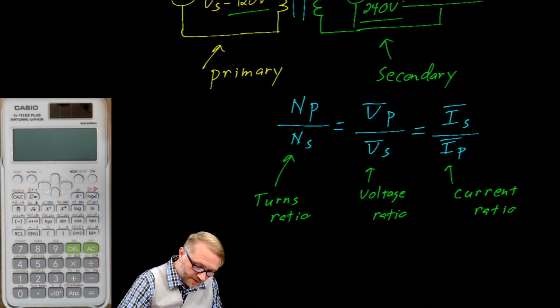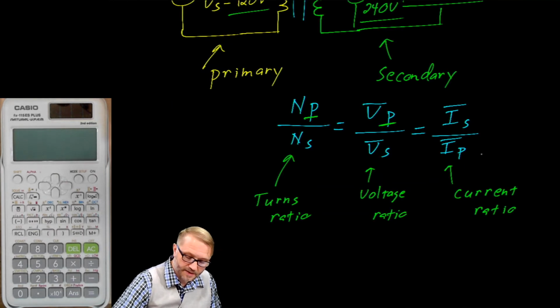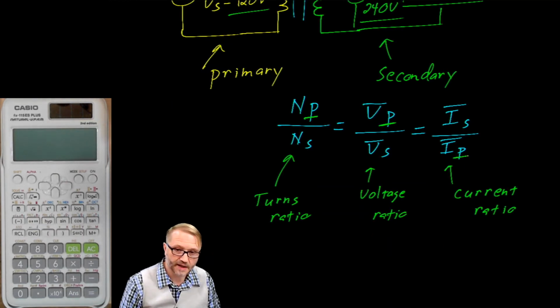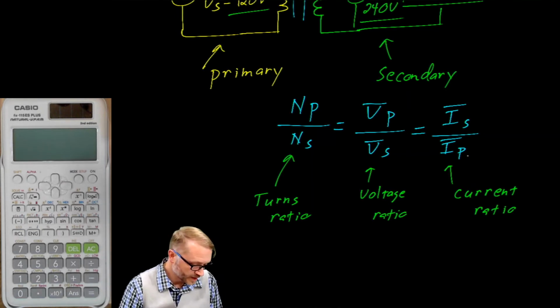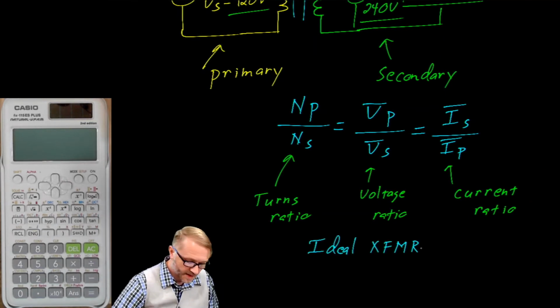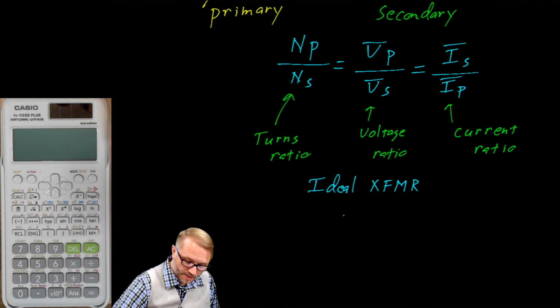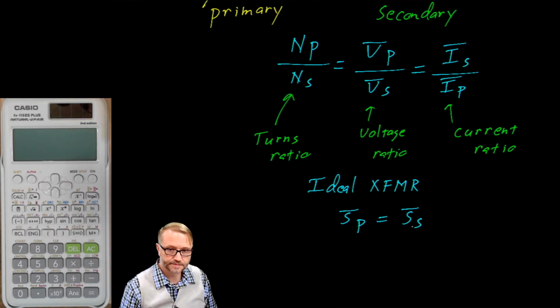Be careful. It's primary here, but primary downstairs when we're talking about current. So remember that current is upside down relative to everything else. We mentioned that this was an ideal transformer. In an ideal transformer, the complex power in the primary is equal to the complex power in the secondary. Let's work a few problems so we can cement these ideas.